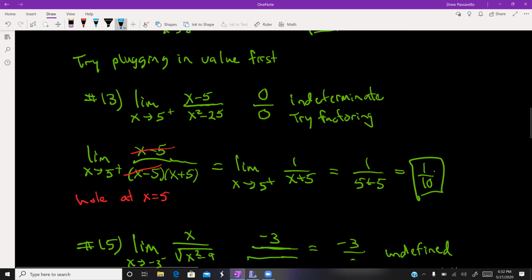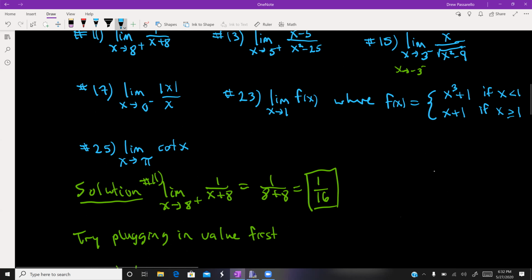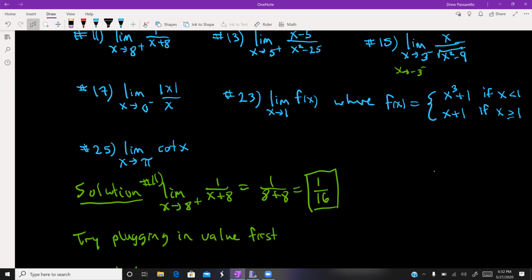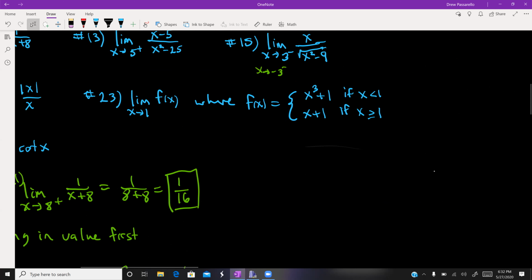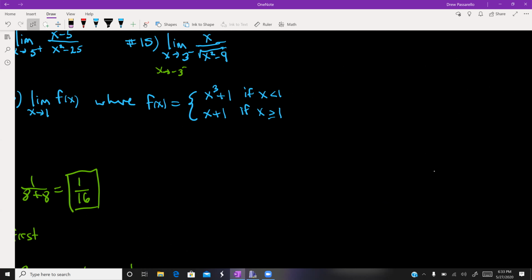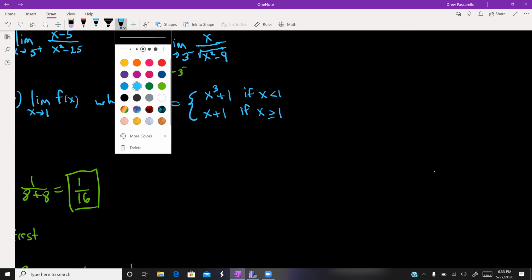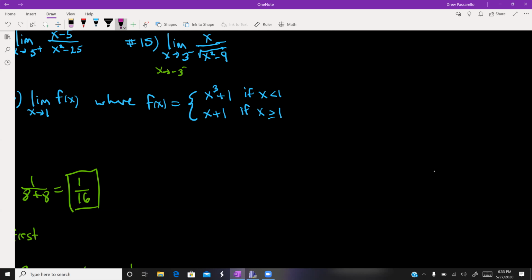The next one is this piecewise function. And I think I'll do this off to the side. So they want to know what's the limit as x approaches 1 of this function, where it's broken up into these two pieces. And since this is the limit as x approaches 1 of f of x, this is the overall limit.